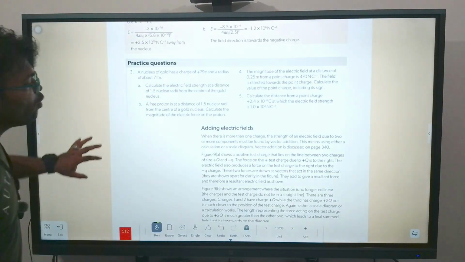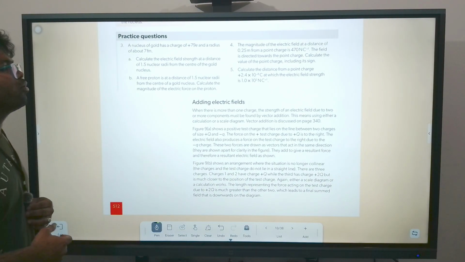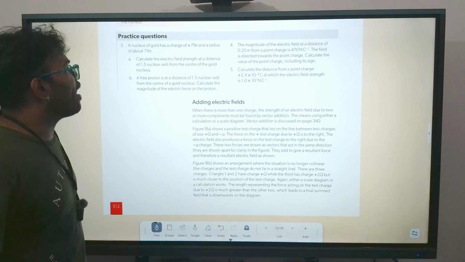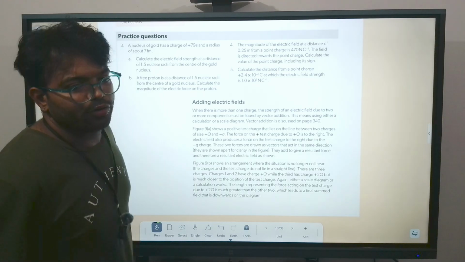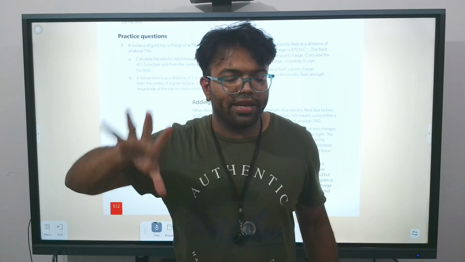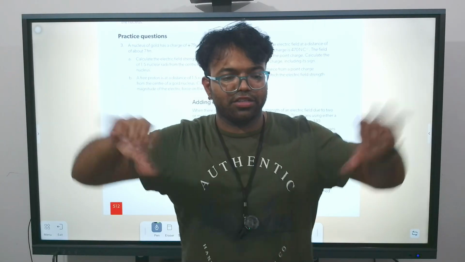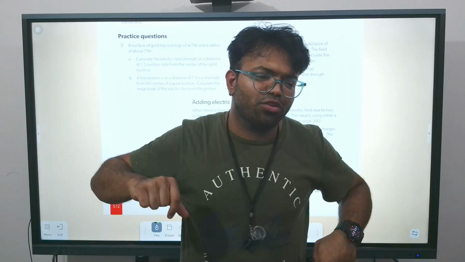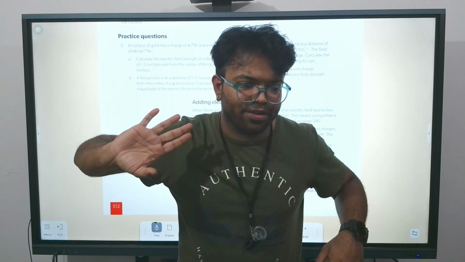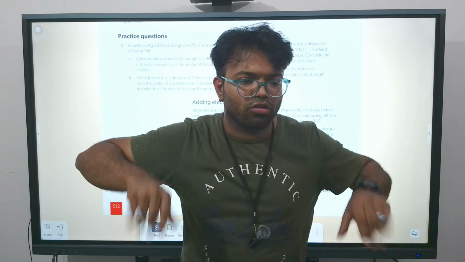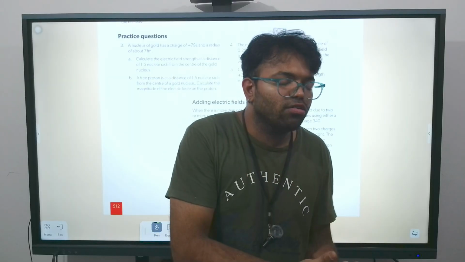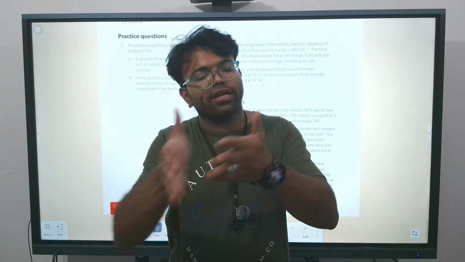A free proton is at a distance of 1.5 nuclear radii from the center of a gold nucleus. Calculate the magnitude of the electric field of that proton. Now, Akshay, I want you to link this concept of electric field with the gravitational field. When the mass was given and they asked you to find the weight, what did you do? You multiplied it with acceleration due to gravity, right? So here also, if the charge is given and they are asking what the force will be, the force will be equal to Q into electric field.